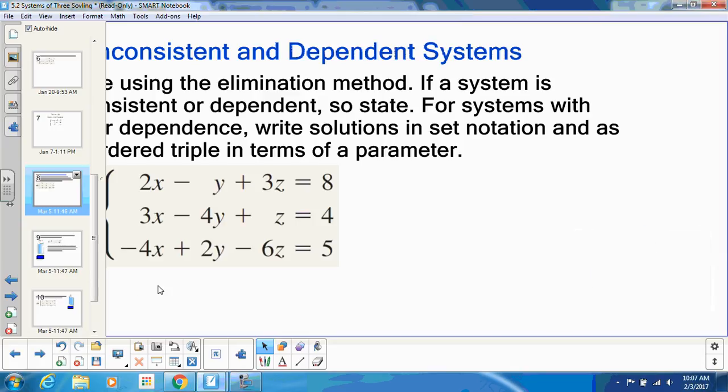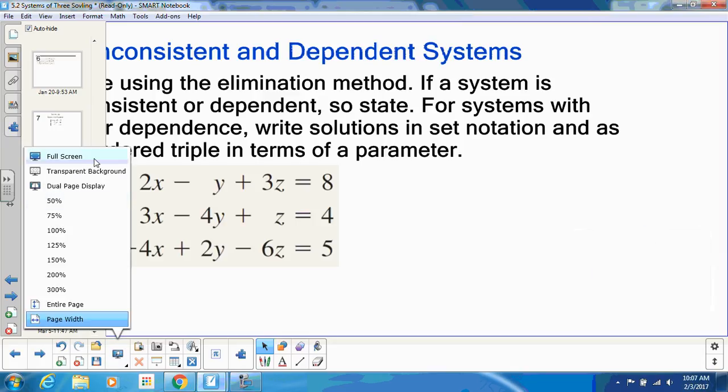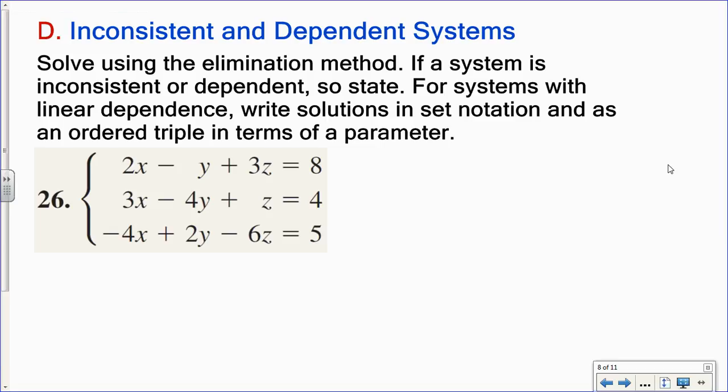Okay, we'll finish 5-2 today. We're going to talk about these special cases.